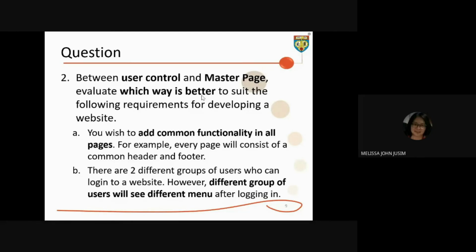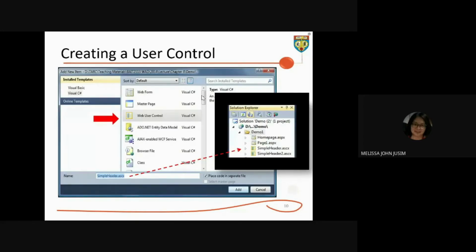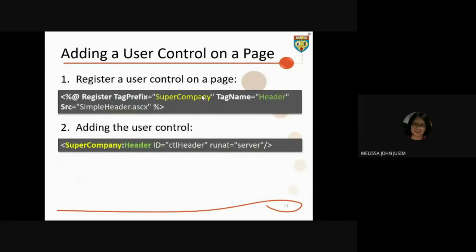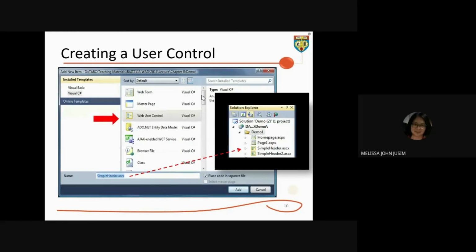For a master page, we use master page for scenario A because the content is displayed in all pages. That's the keyword there, all pages. For user control, it's not all pages, but some of the pages. So I already showed you, this is how we create the user control. Just select the web user control and the default file name is .ascx. Now, how do we add the user control on a page? Let me show you the picture one more time.